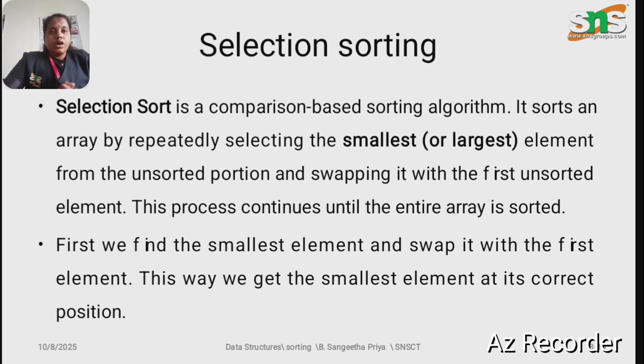In this video, we are going to discuss selection sort. Selection sort is a comparison-based sorting algorithm. It sorts an array by repeatedly selecting the smallest or largest element from the unsorted portion and swapping it with the first unsorted element. This process continues until the entire array is sorted. First, we find the smallest element and swap it with the first element. This way, the smallest element is in the correct position.